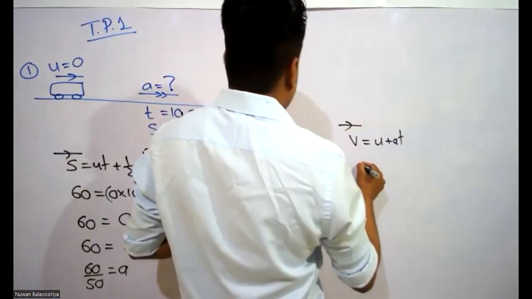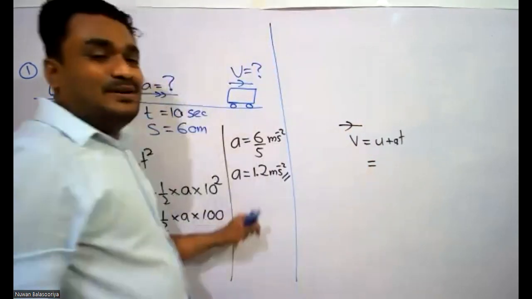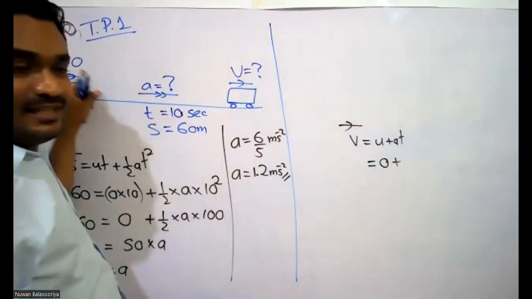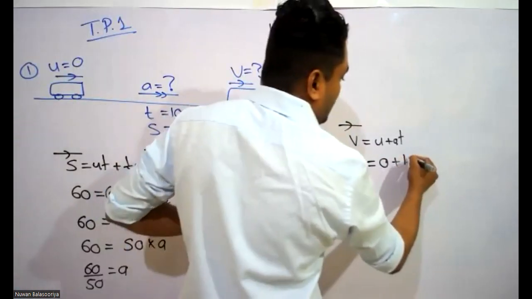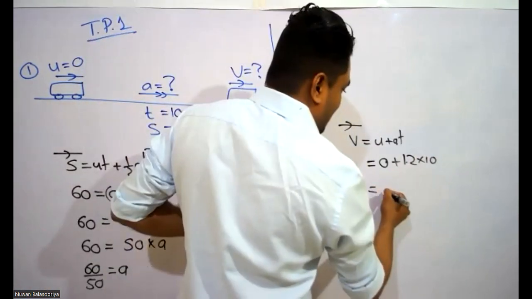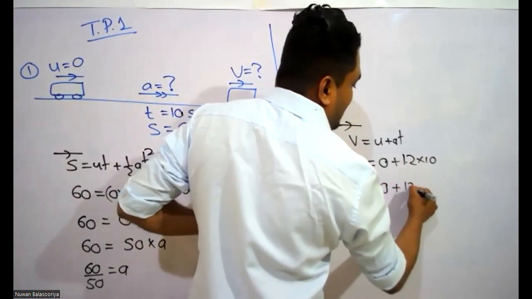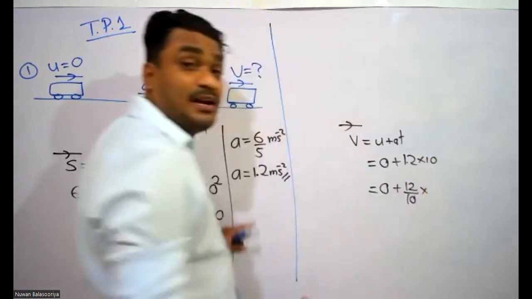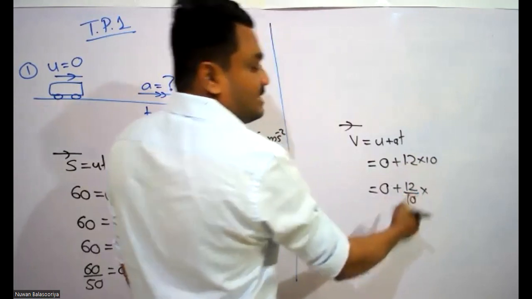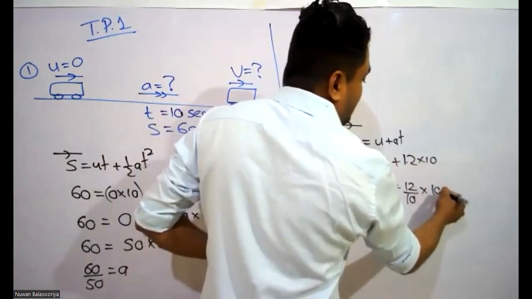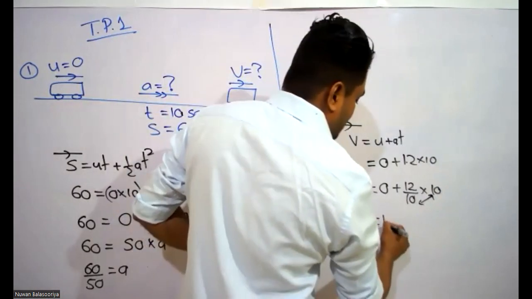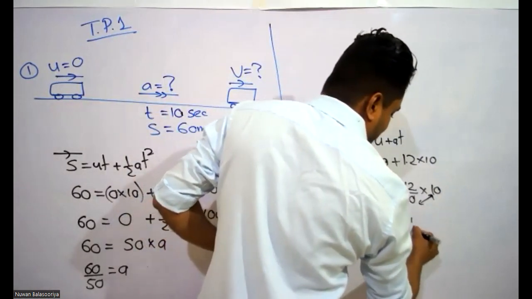v equals u plus at. Very good. Initial velocity is 0, acceleration is 1.2, into time is 10. Look at the board. 1.2 can be written as 12 over 10. 12 divided by 10 is 1.2. And I can write this 10, so this 10 and this 10 cancel out. So you get the final answer as 12 meter per second.